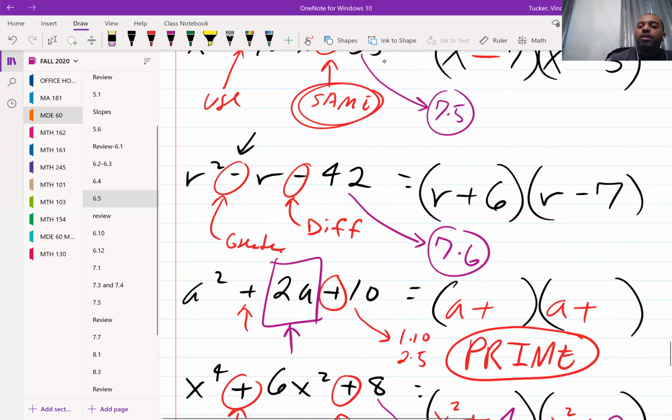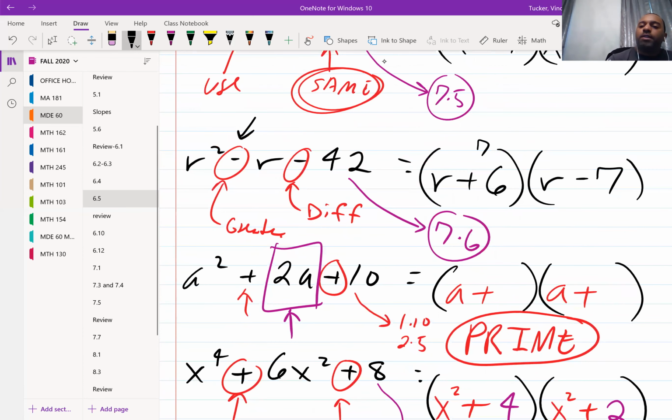Now, when you go to here, you can't put the 7 here and the 6 here without including their signs. So the 7 has to be negative, 6 has to be positive. If you were to put them into different parentheses, whatever signs they are has to stay those signs.